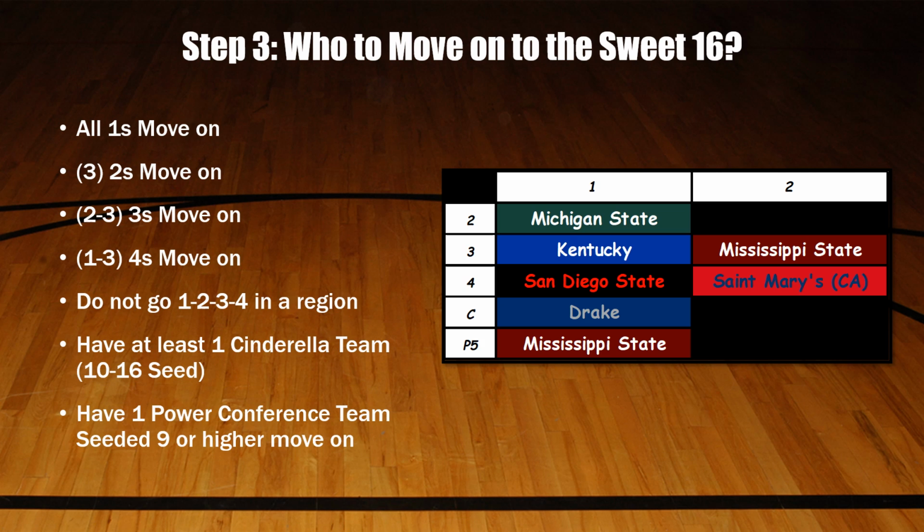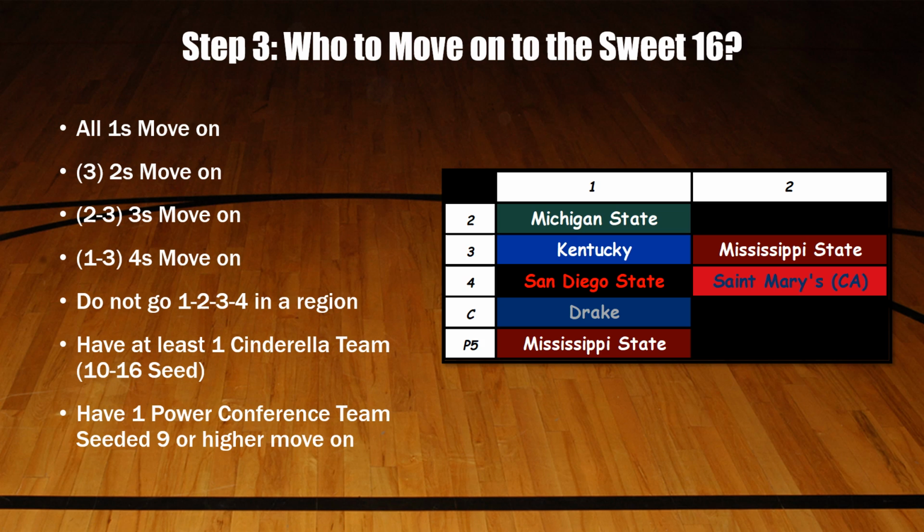Next, we should have only 2 to 3 threes moving on. Here, we had 2 only moving on, because we had number 6 Kentucky beating Kansas State, and Mississippi State defeating number 3 Xavier, as those were the 2 to 3 seed matchups that were closest in differential as well.